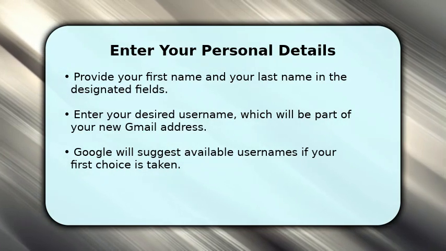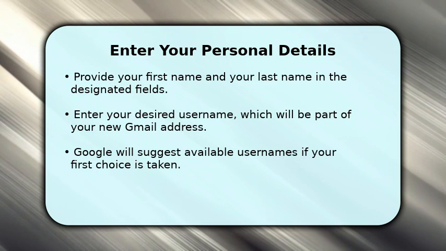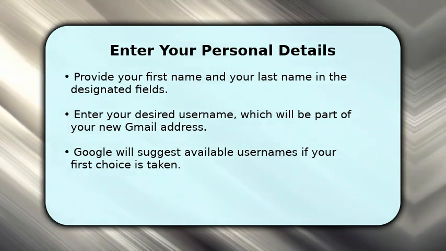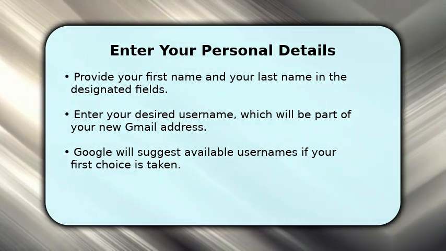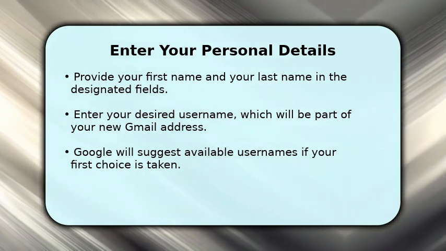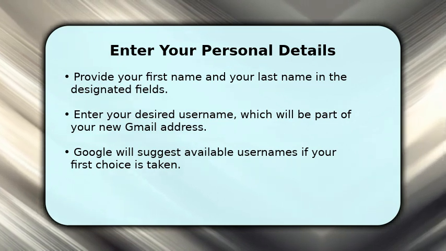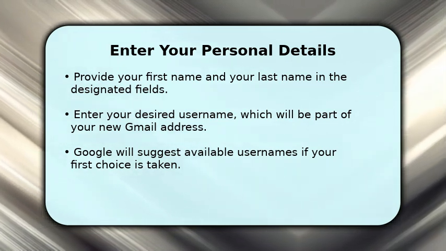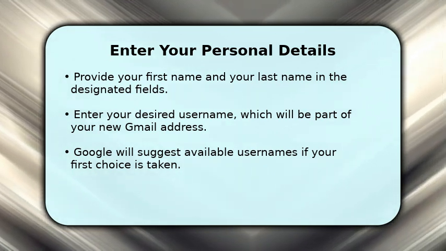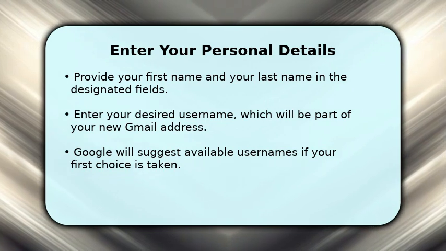Next, you'll need to enter some basic personal information. Start by typing your first name and your last name into the respective boxes. Then, choose a unique username. This will become your new Gmail address, so pick something memorable. If your preferred username is already in use, Google will offer several alternative suggestions for you to consider.